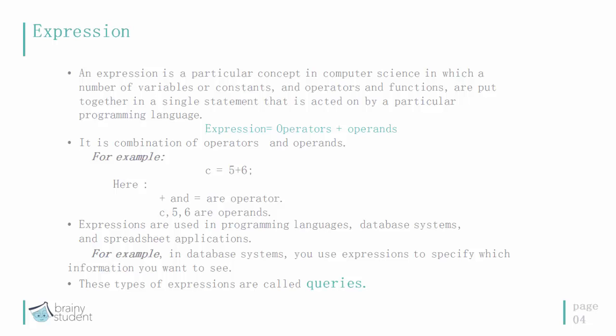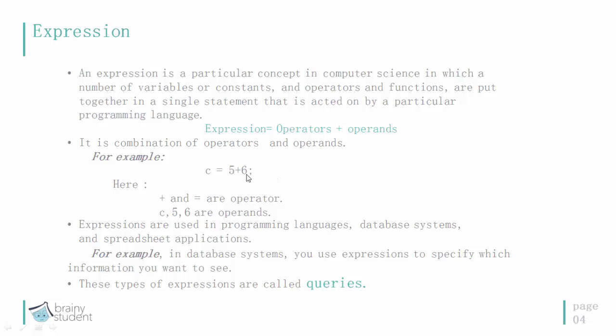So as you can see in this line, c = 5 + 6 is an expression. It is a combination of constants and a variable. We have constants 5 and 6 and we have a variable c. Now in this we also have the equals sign and plus. They are nothing but our operators. As we know, this plus is an arithmetic operator.